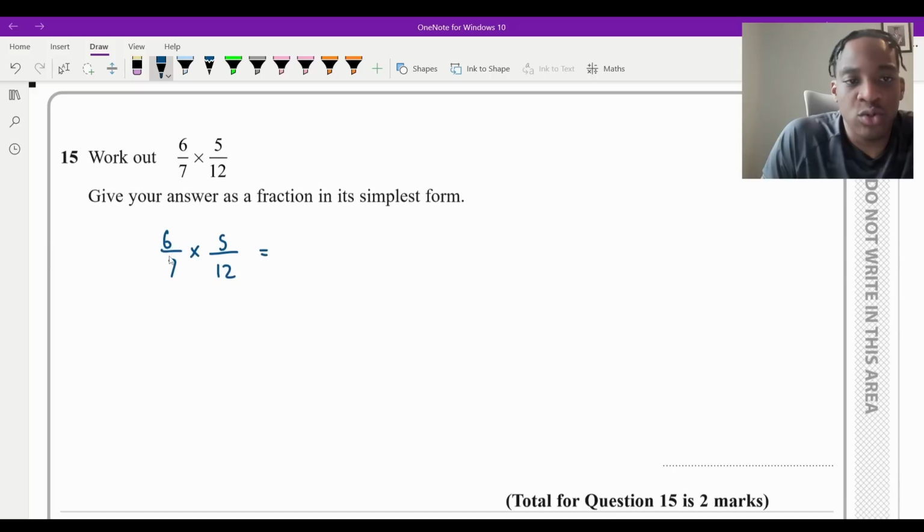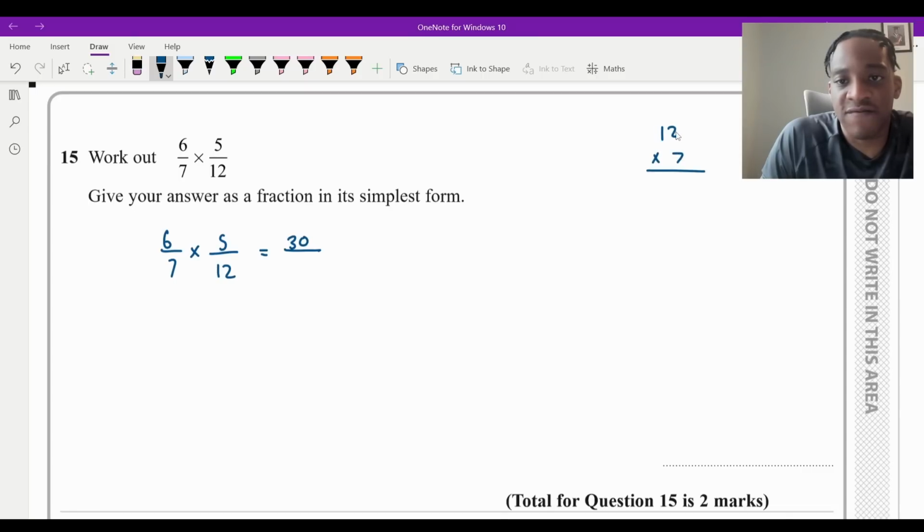Now, what I would do is you can just multiply across, can't you? So we're going to do 6 times 5, which is equal to 30. And then 7 times by 12, you may know it off by heart, but you can just use the column method just in case you don't. So let's go ahead and do this.